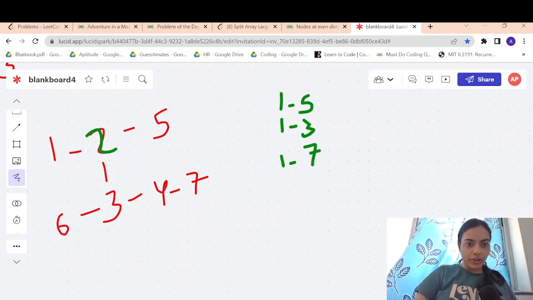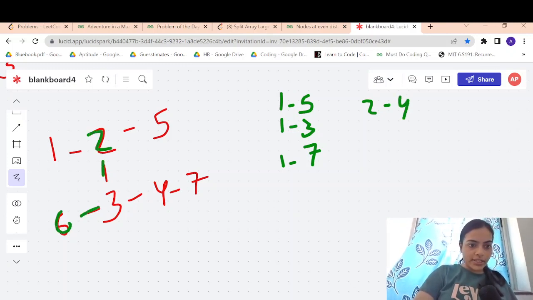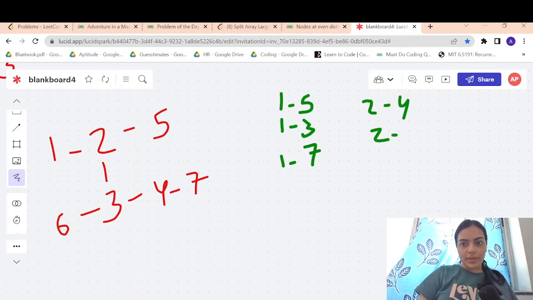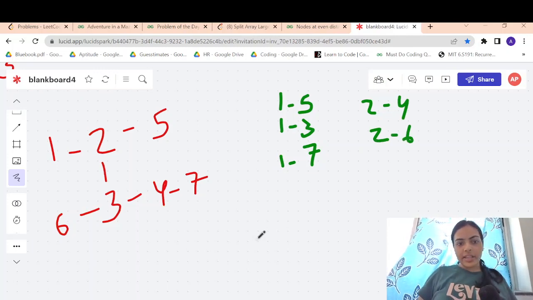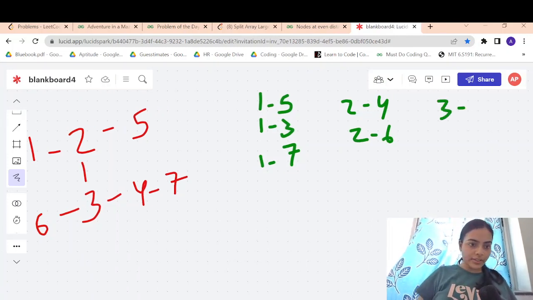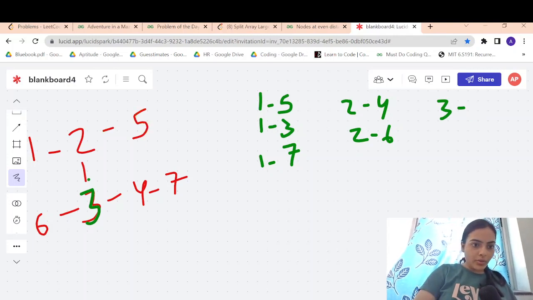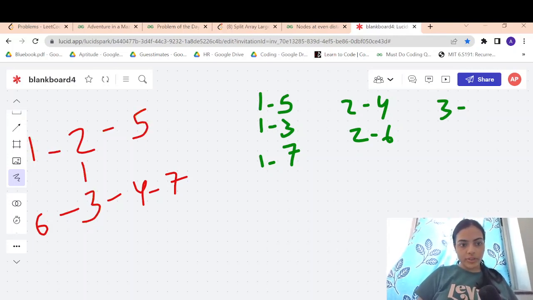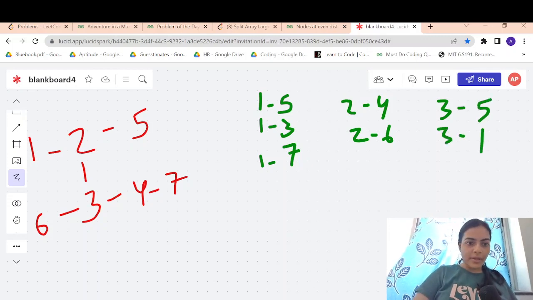Now let's quickly count for the node 2. Node 2 with node 4 has an even number of edges between them. Similarly, node 2 and 6 also have an even number of edges between them. I think that's it for 2. Now let's start for 3. 3 with 5 will be one of the answers. 3 with 1 will be one of the answers. Both of them have an even number of edges between them. Also node 3 with node 7; here also there are two edges. So for 3, these are the possibilities.